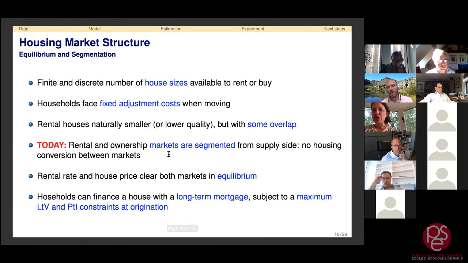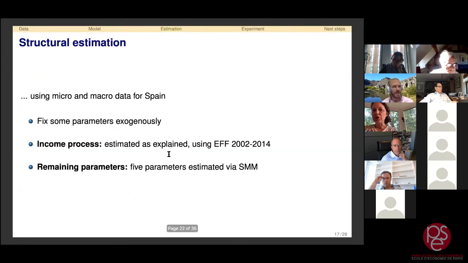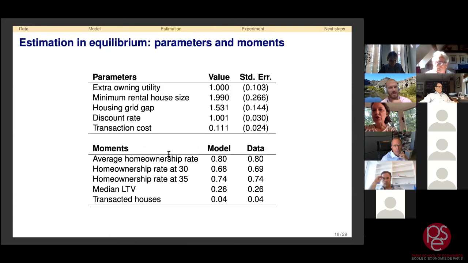So what we do is we estimate this setup. We are using micro and macro data for Spain. We fix some parameters exogenously. The income process for the households is going to be estimated as explained, and this is fed into the model. And for the remaining parameters, we have 5 parameters that are going to be estimated via simulated method of moments to match some targets. These are the parameters that are estimated: the extra owning utility that households have for owning a house, the minimum rental house size, and the housing grid gap.